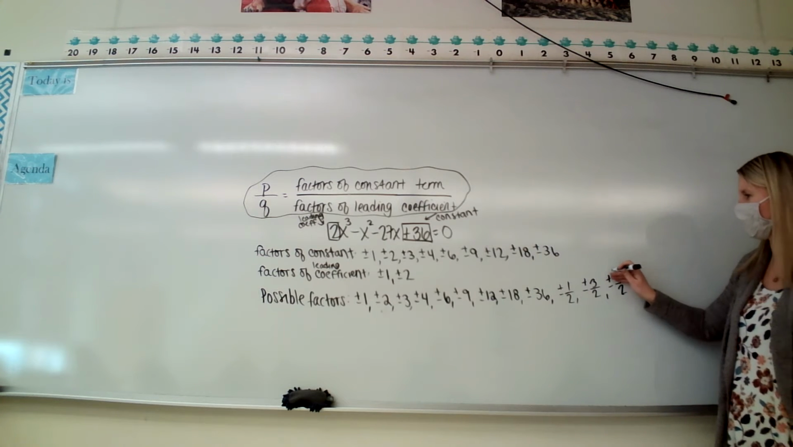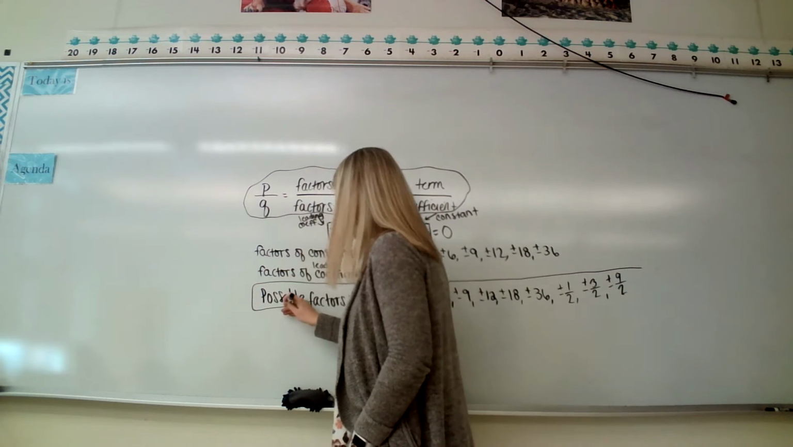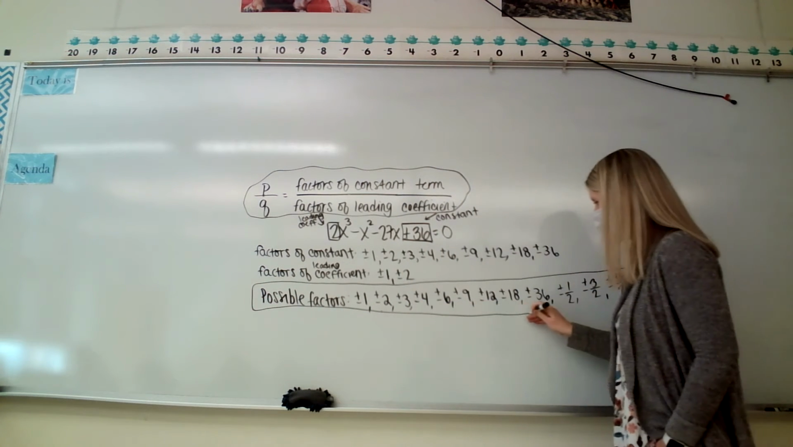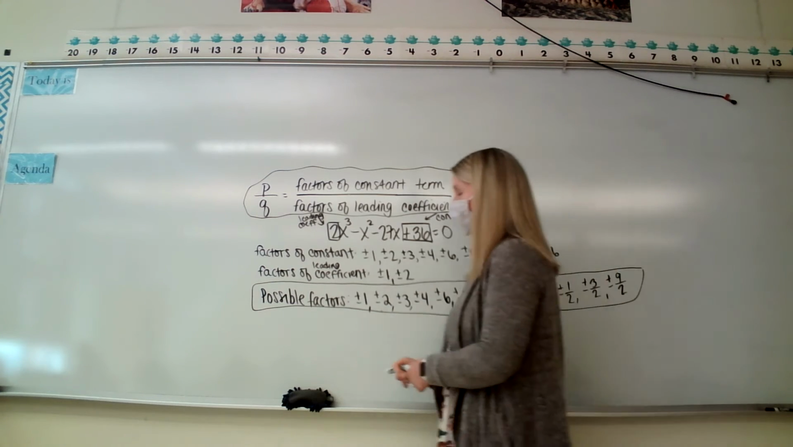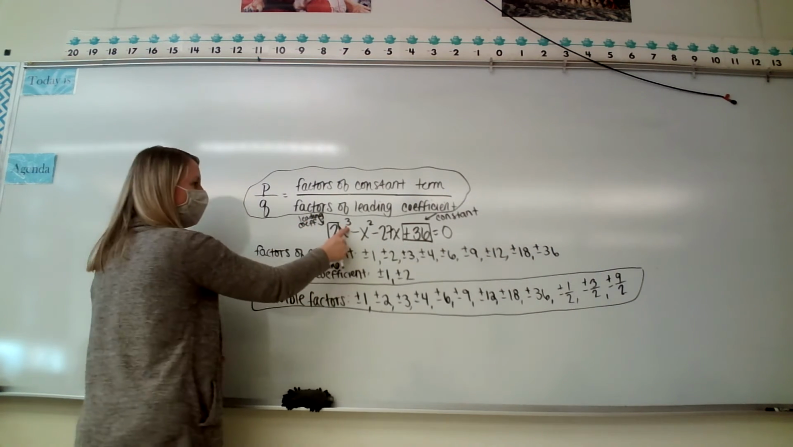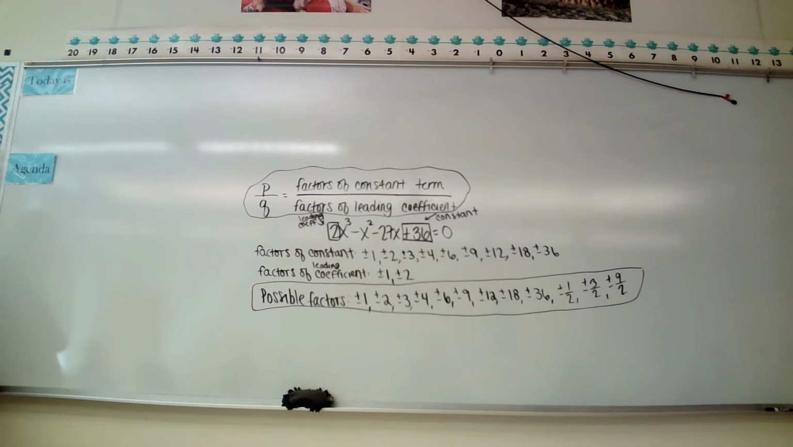And that, my friends, are all of the possible factors of that thing. Now, they are not all factors. That would be crazy if something had that many factors, right? We could technically only have 3 factors because it's a cubic. But those are possible factors. The next one isn't as bad because there's not as many options.